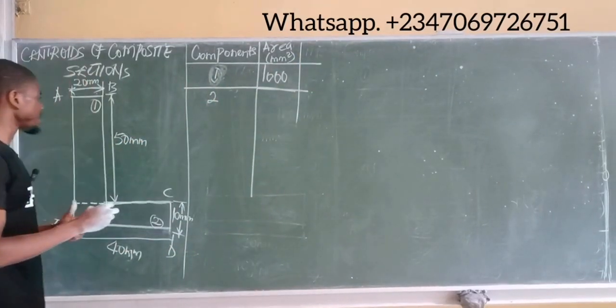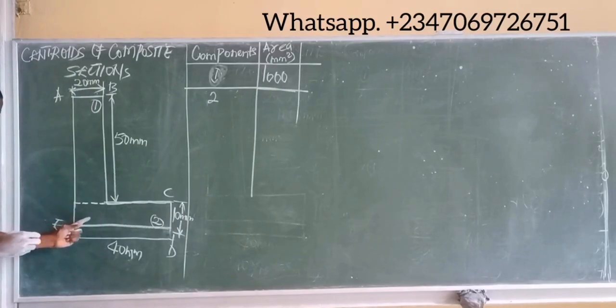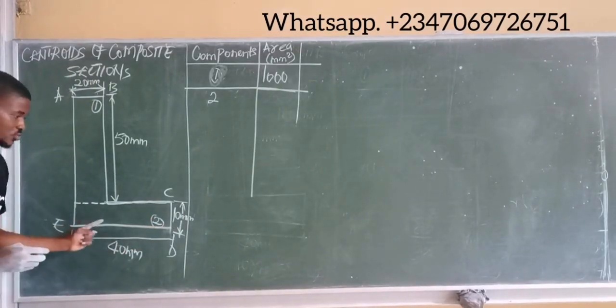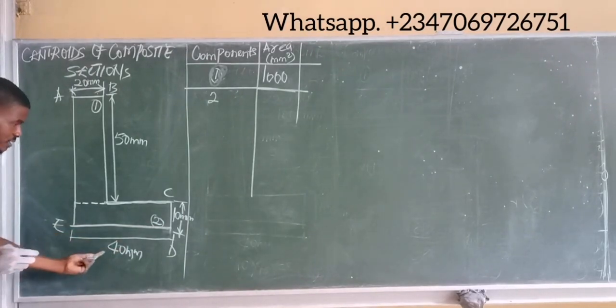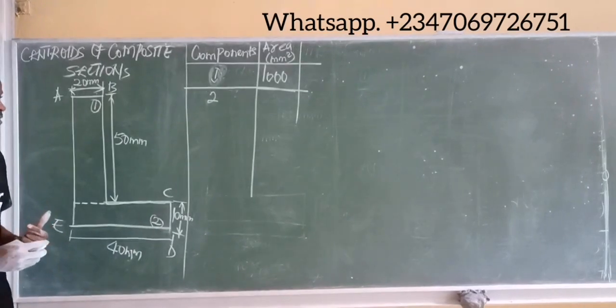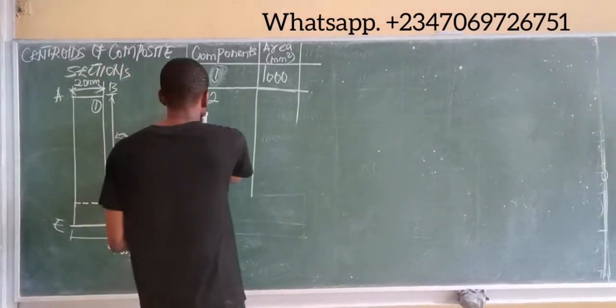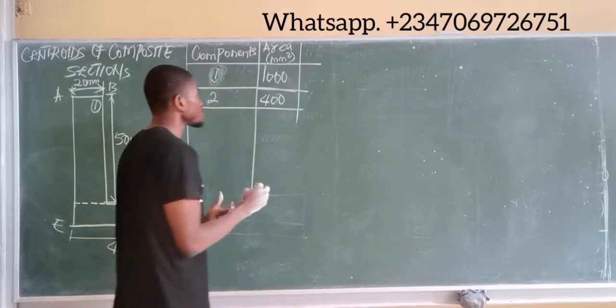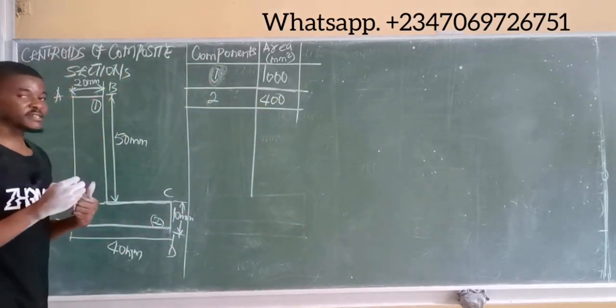Next is to find the area of the second component. This is the second component now. The depth here is 10 and the width is 40. So the area of this component is simply 40 by 10, and 40 times 10 gives us 400 millimeter squared. So we have the area of the second segment to be 400.